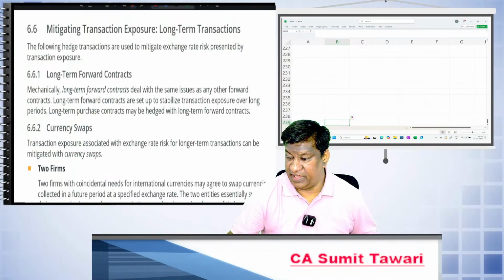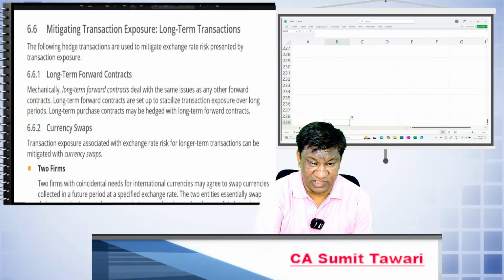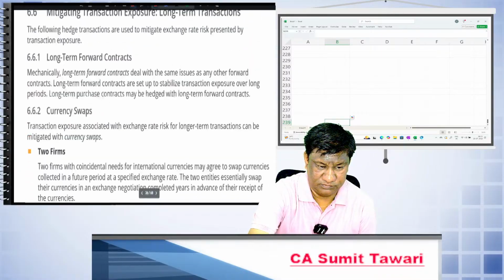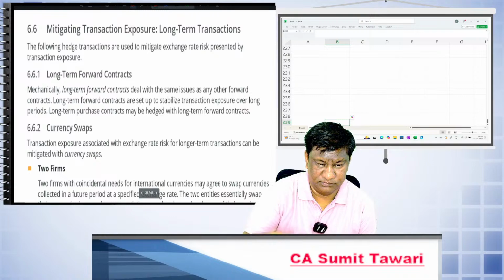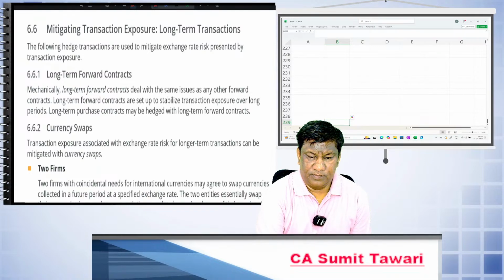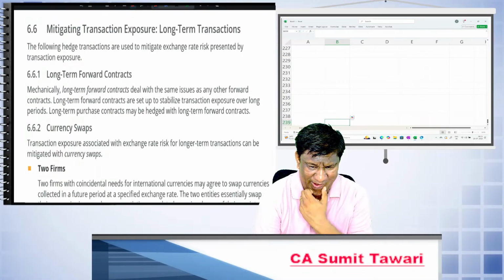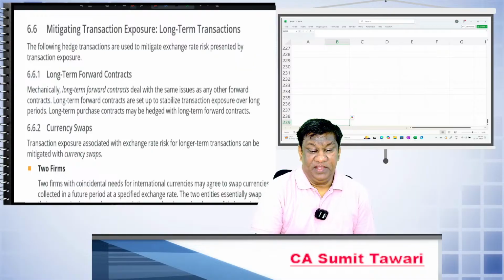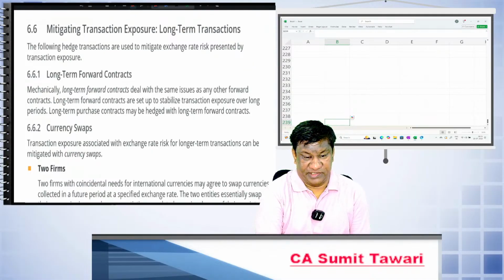Yeah. So any issue, any doubt till now? Okay. Then long-term forward contract. It is more or less the same.